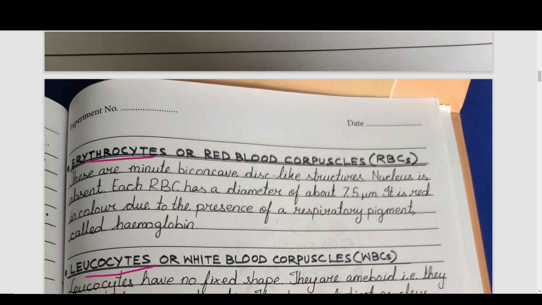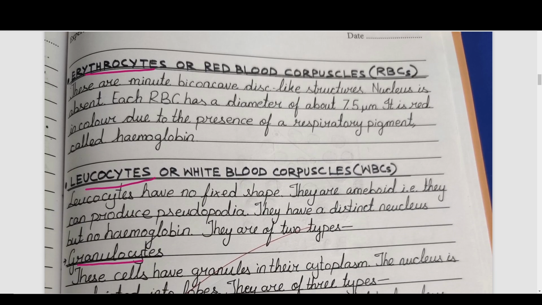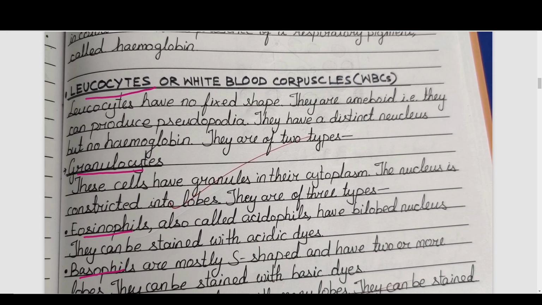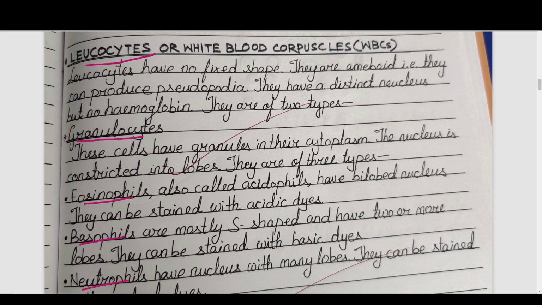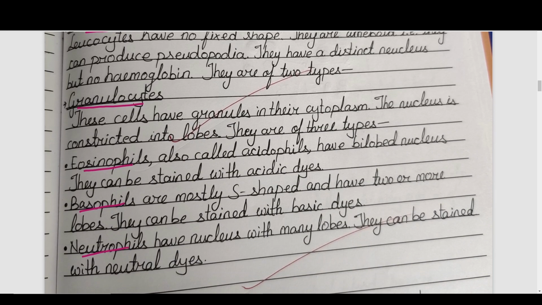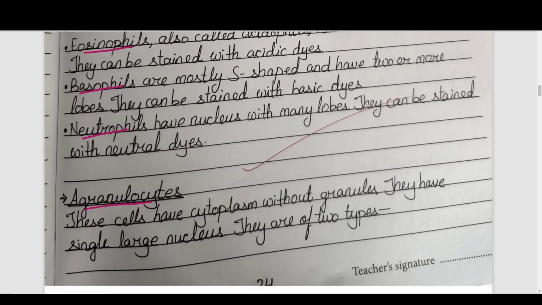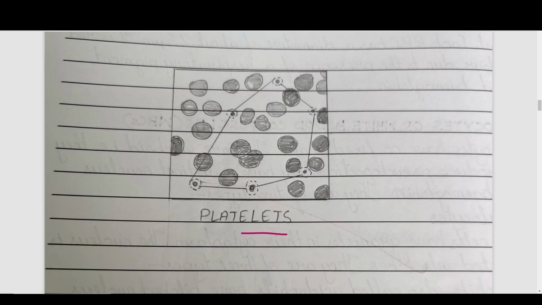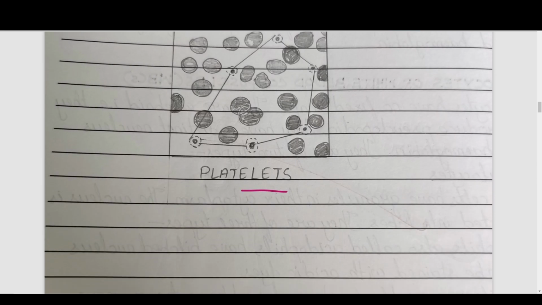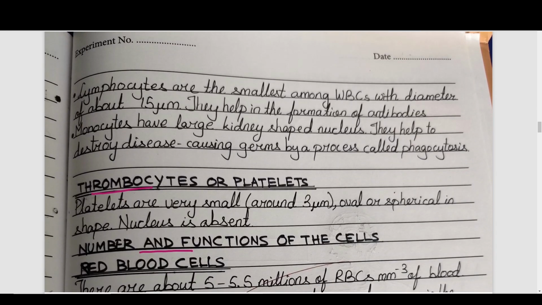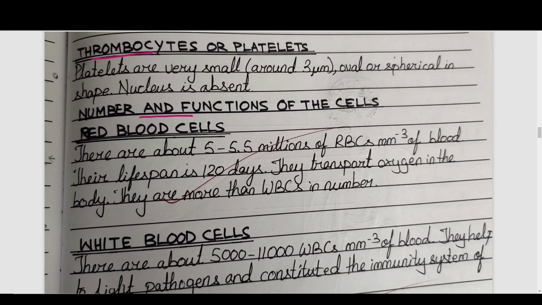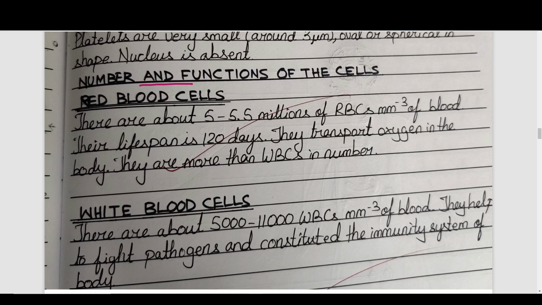Then description of erythrocytes, leukocytes. These are of two types, granulocytes and agranulocytes. Then platelets. Number and functions of the cells, erythrocytes, leukocytes and thrombocytes.